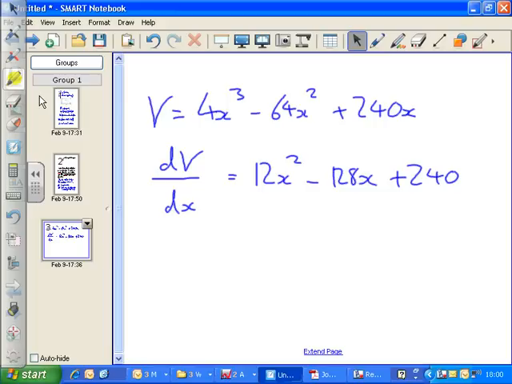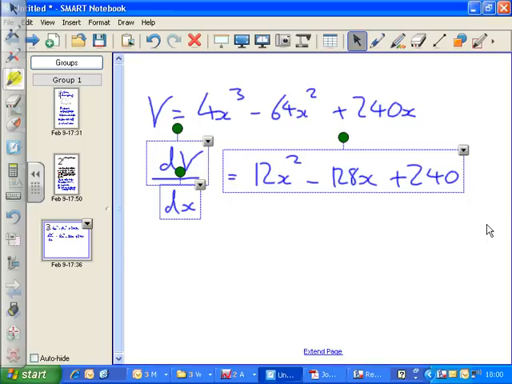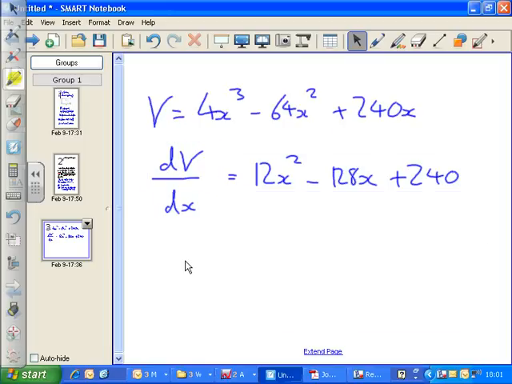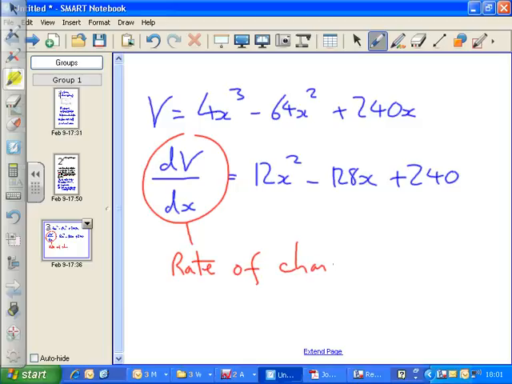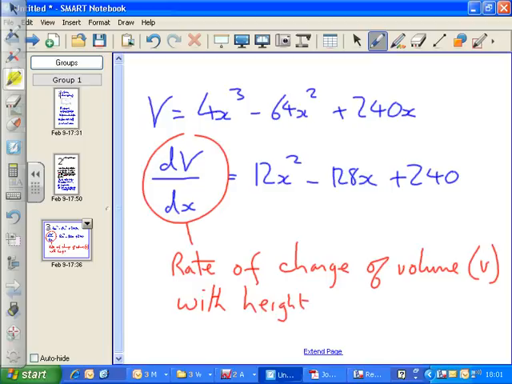The rule of calculus here is so easy that once I know it and once you know it, you can just write down the answer. There's nothing to do. That's the calculus now done. We've got a new function, here it is, that describes the rate of change of the original function. So this is the rate of change of volume V with x, or with height x. And that's what the notation dv by dx means, the rate of change of v with x, or volume with height in this case. So that's step one done. We've differentiated it and come up with a new function.